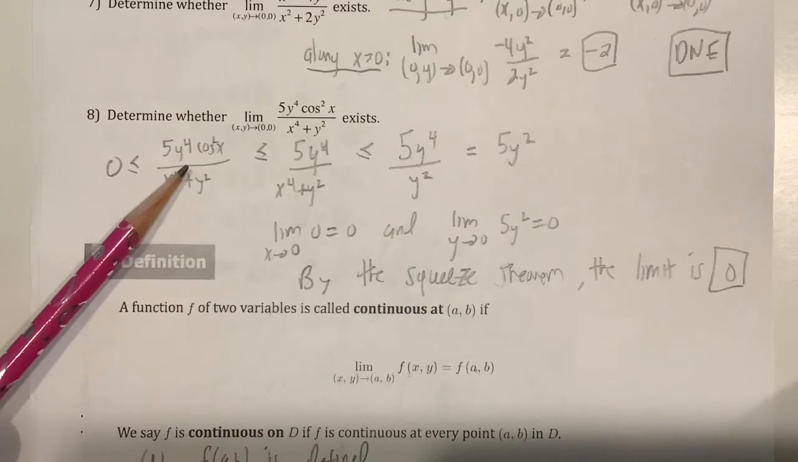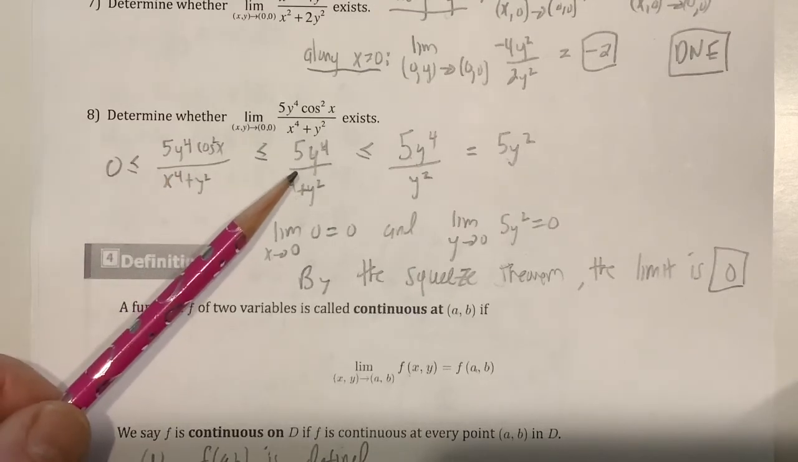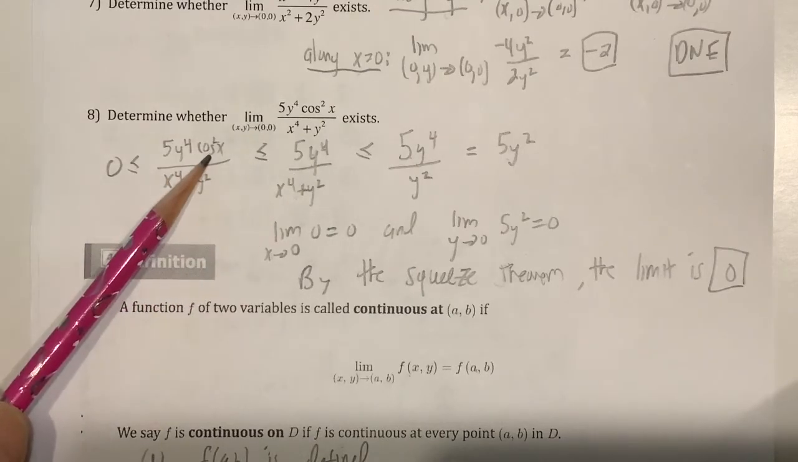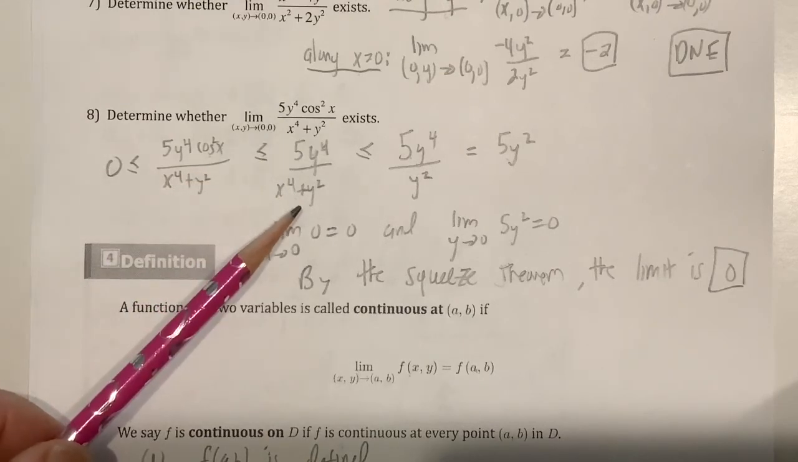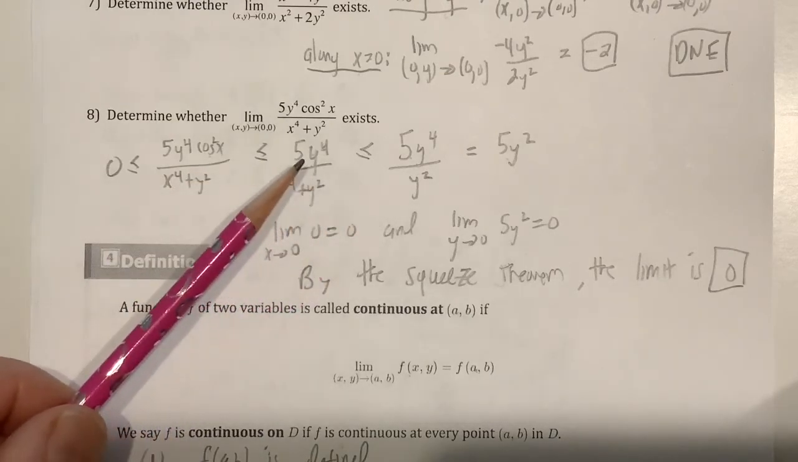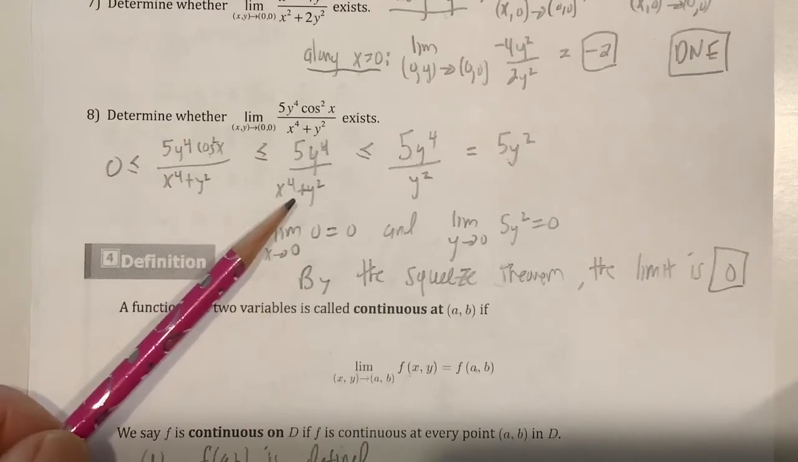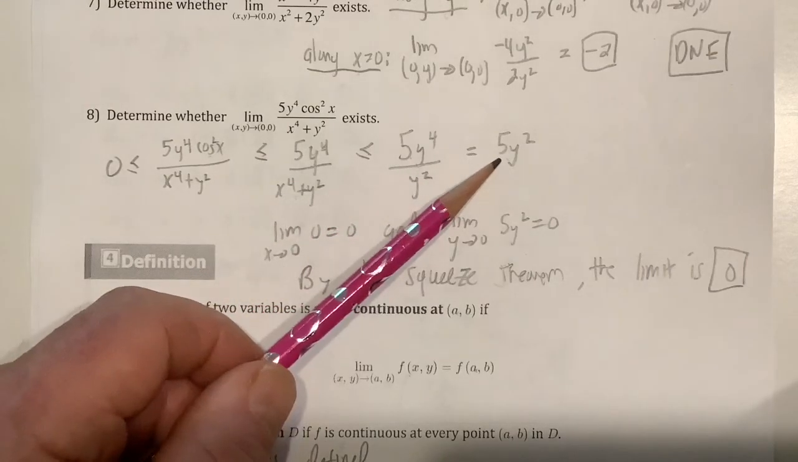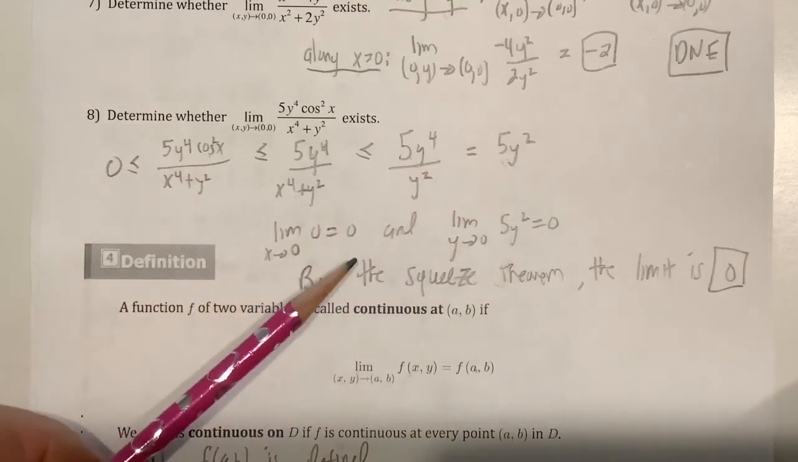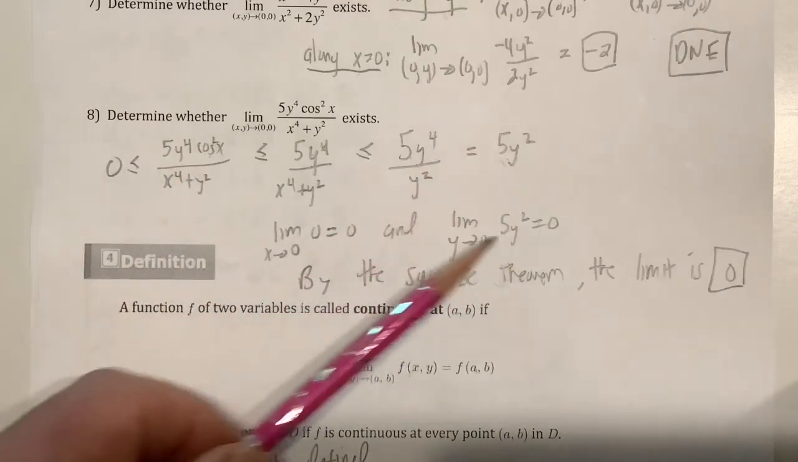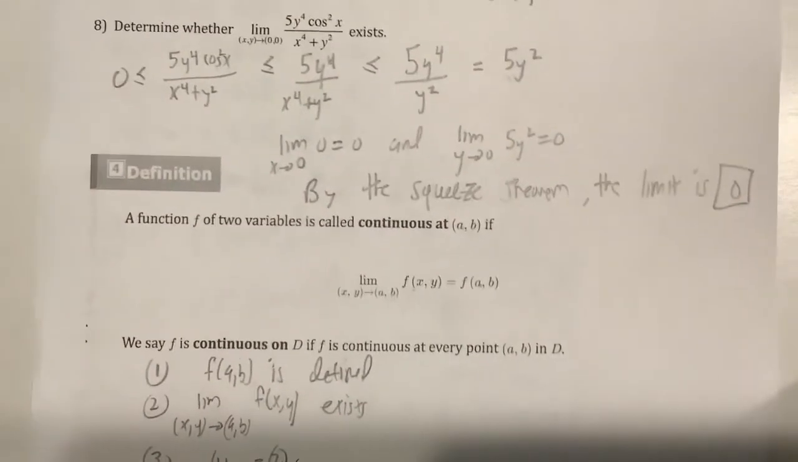The function is greater than or equal to 0, and it's less than or equal to this because cosine squared is always between 0 and 1. And then the x to the fourth makes the denominator bigger, so this is smaller than this, and this equals 5y squared. So this goes to 0, this goes to 0, so by the squeeze theorem the function goes to 0 also.